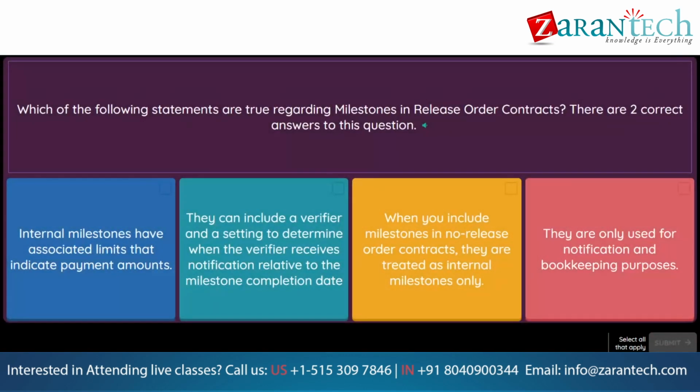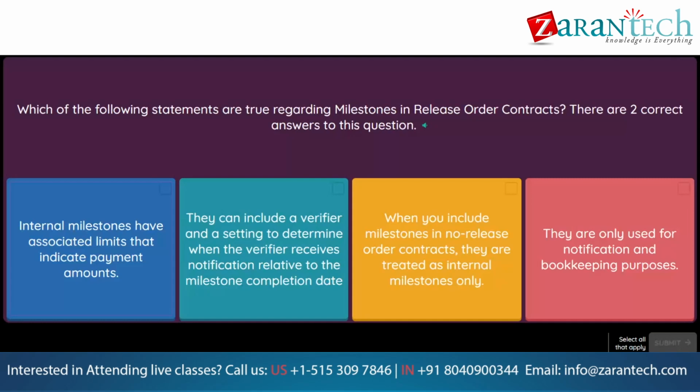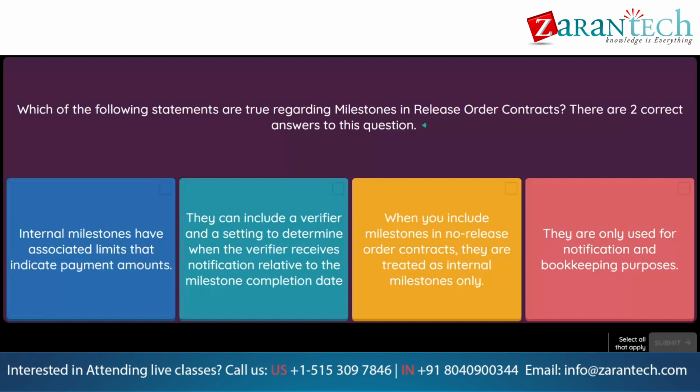Question: which of the following statements are true regarding milestones in release order contracts? There are 2 correct answers to this question. Option 1, internal milestones have associated limits that indicate payment amounts. Option 2, they can include a verifier and a setting to determine when the verifier receives notification relative to the milestone completion date. Option 3, when you include milestones in no release order contracts, they are treated as internal milestones only. Option 4, they are only used for notification and bookkeeping purposes.